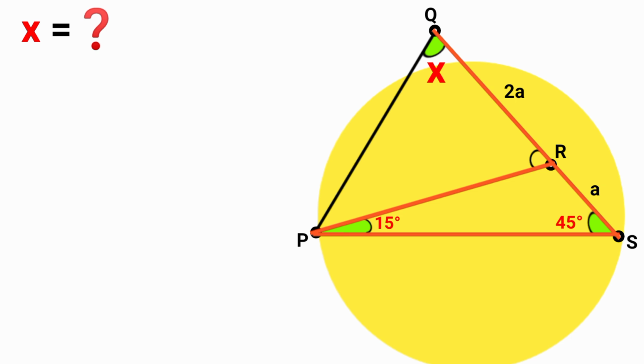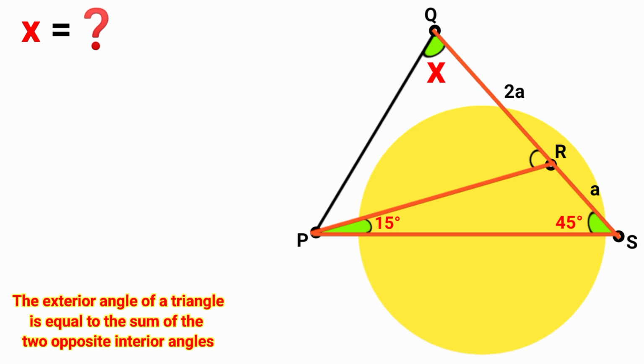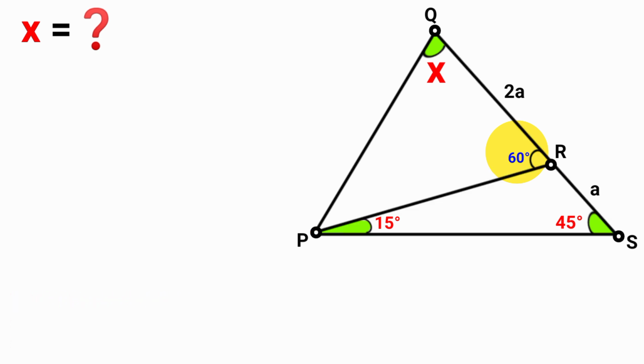And we do know that the exterior angle of a triangle is equal to the sum of the two opposite interior angles, which are this and this. So the summation of 15 degrees and 45 degrees will be equal to this angle. Therefore, it is 15 degrees plus 45 degrees, which equals 60 degrees.